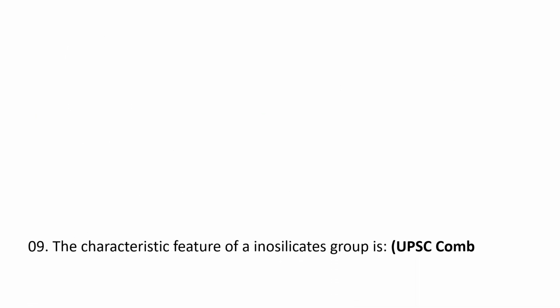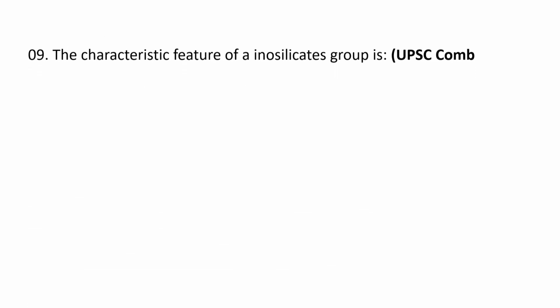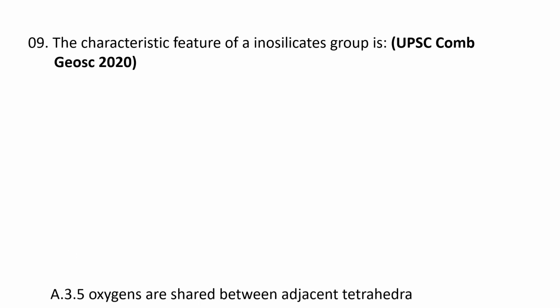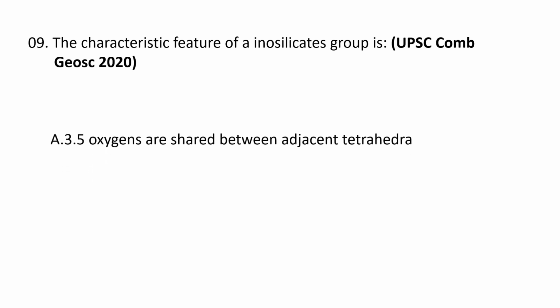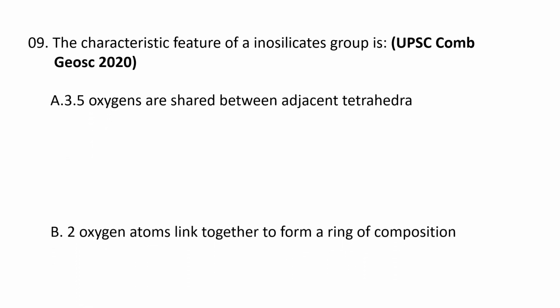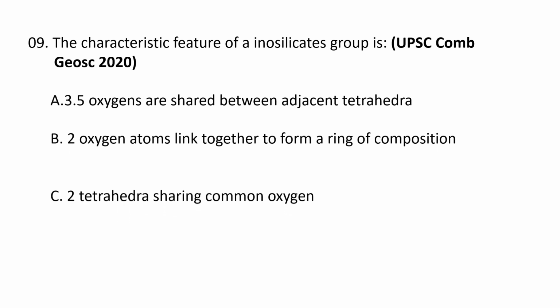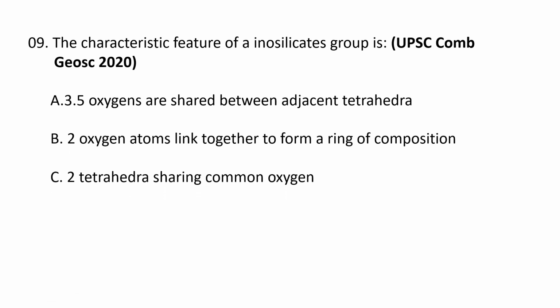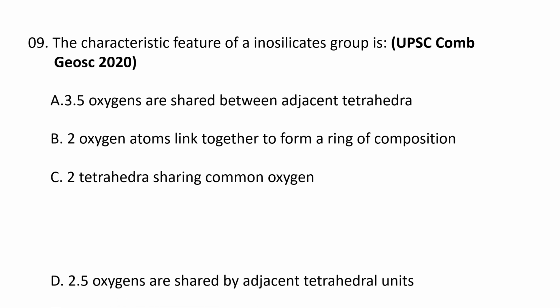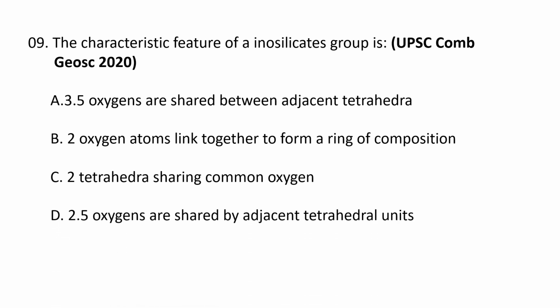Next question. The characteristic feature of an inosilicate group is: A. 3.5 oxygens are shared between adjacent tetrahedra, B. 2 oxygen atoms link together to form a ring of composition, C. 2 tetrahedra share one common oxygen, and D. 2.5 oxygens are shared by adjacent tetrahedral units.